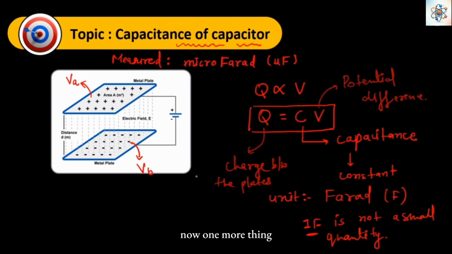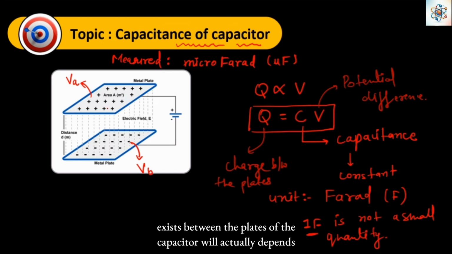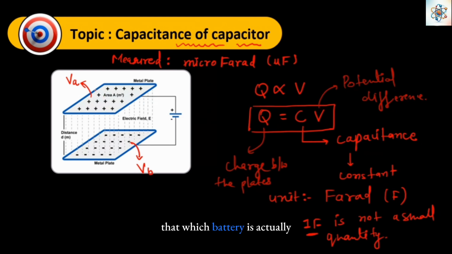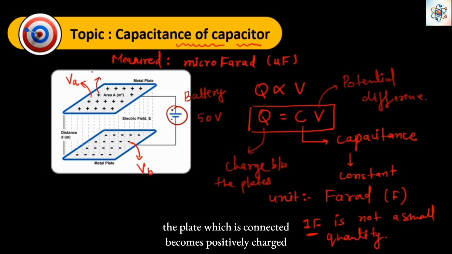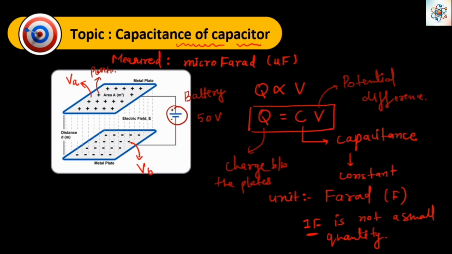Now, one more thing. The potential difference, how much potential difference exists between the plates of the capacitor, will depend on which battery is being used to charge it. Like, if it is a 50 volt battery, the plate connected to the positive terminal becomes positively charged, and the plate connected to the negative terminal becomes negatively charged.